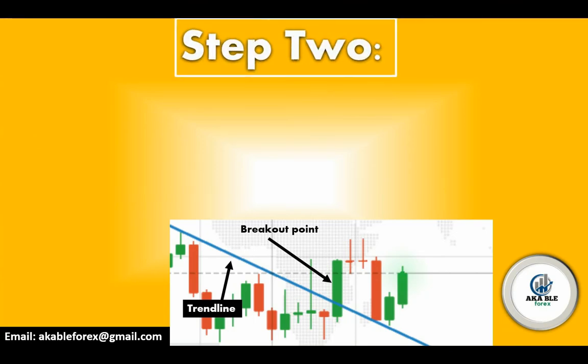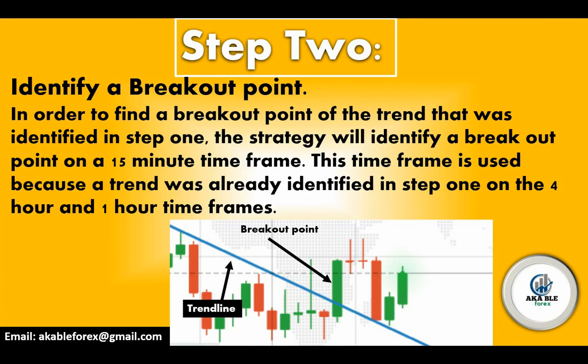Step 2, you must identify a breakout point. In step 1 we identified the trend, right? Now step 2, you must identify the breakout point. In order to find a breakout point of the trend that was identified in step 1, the strategy will identify a breakout point on a 15-minute time frame. This time frame is used because a trend was already identified in step 1 on the 4 hour and 1 hour time frame.